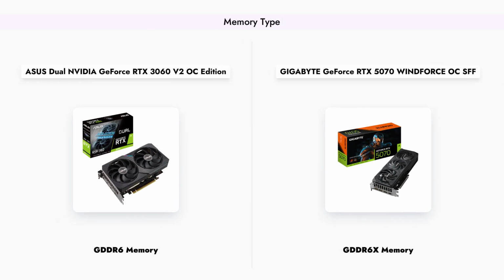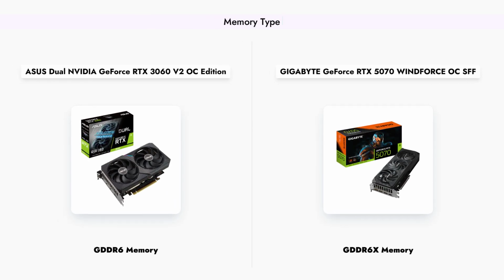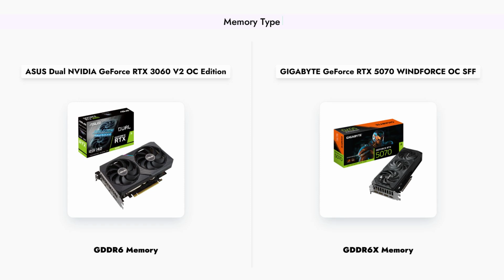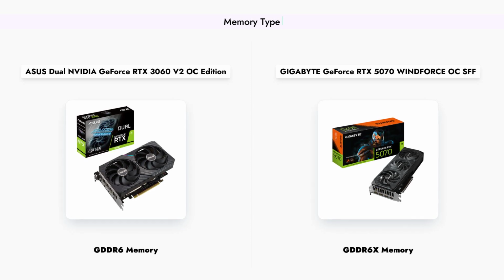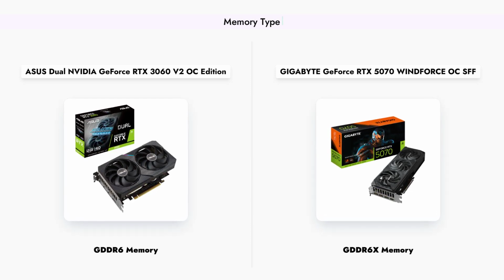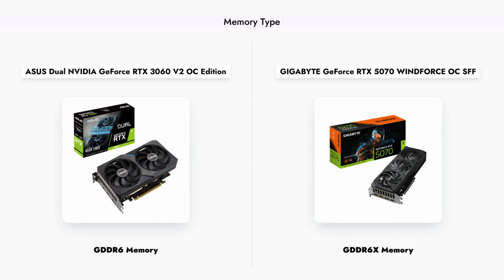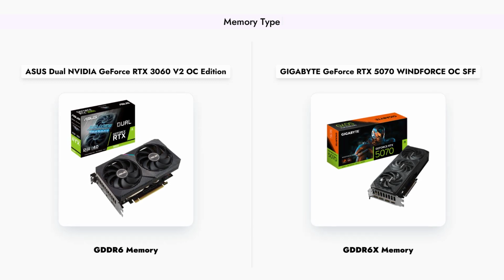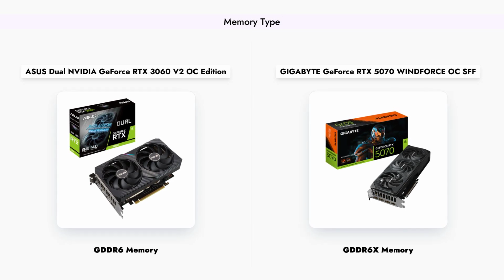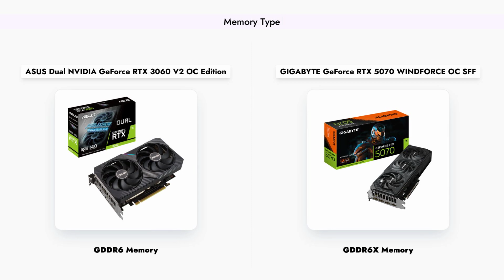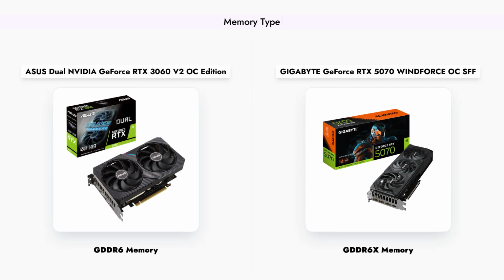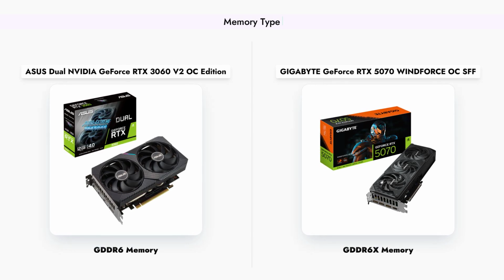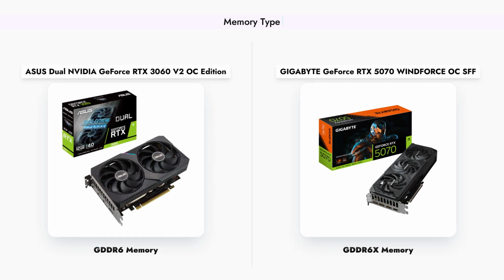When it comes to memory, the ASUS RTX 3060 features 12 GB of GDDR6 memory, while the GIGABYTE RTX 5070 steps it up with 12 GB of GDDR6X memory. The GDDR6X memory type is generally faster and more efficient, allowing the RTX 5070 to deliver better performance in high-resolution gaming and demanding applications. This difference in memory technology can significantly impact your gaming experience, especially in graphically intensive titles.